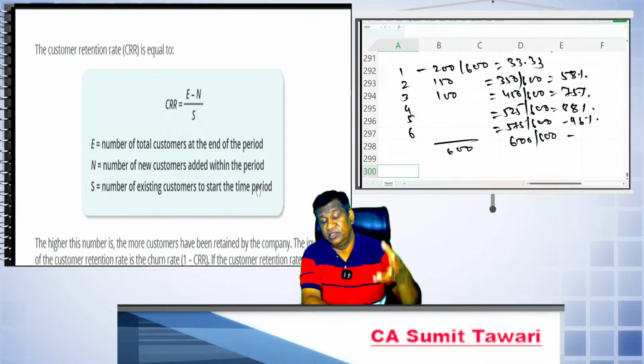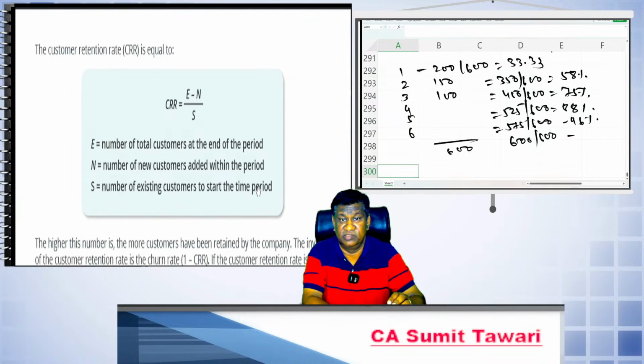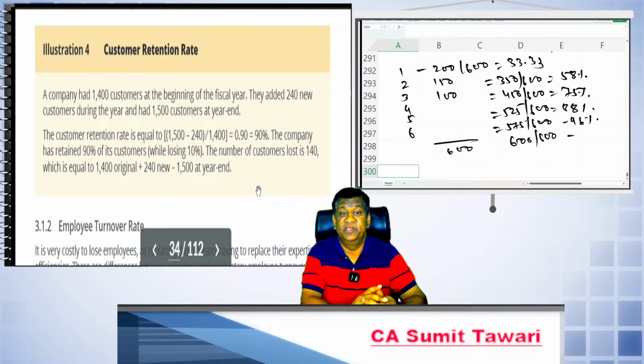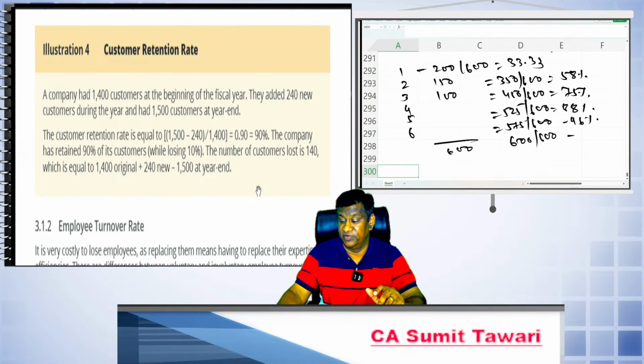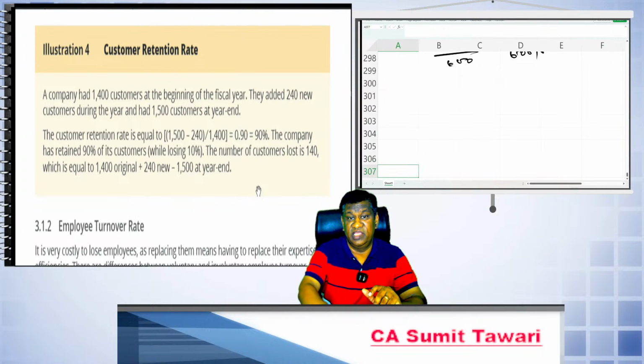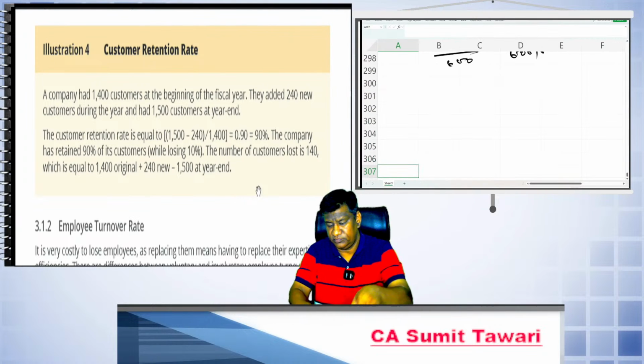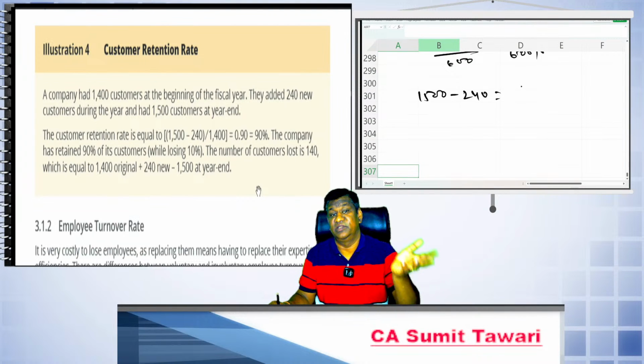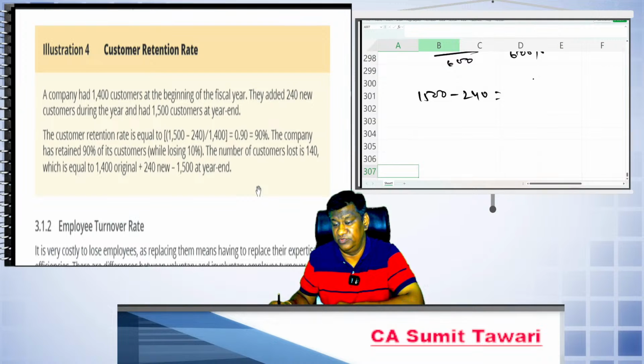And the churn rate is 1 minus CRR, meaning the customers who are left. Now the example: a company had 1,400 customers at the beginning of the fiscal year. They added 240 new customers during the year and had 1,500 year-end customers. How many customers did they actually retain? 1,500 minus 240. These are the old customers carried forward.